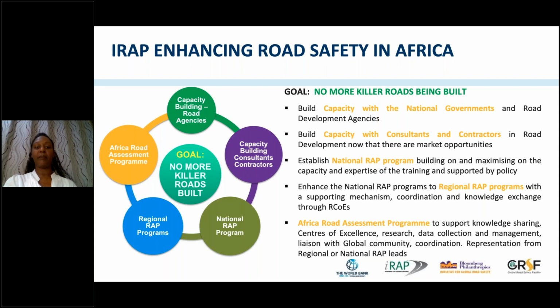So having an Africa RAP program allows us to have a wider support network for encouraging knowledge sharing, development of centers of excellence, and doing research that's a little bit more focused on the African challenges as well, having management and coordination across various global communities, and of course working with regional and national leads. So everybody getting involved and trying to look for a solution that enhances our challenges in Africa. So this would be my strategy for how we can enhance iRAP in Africa.